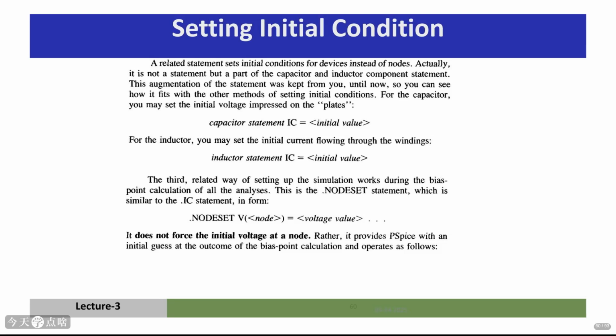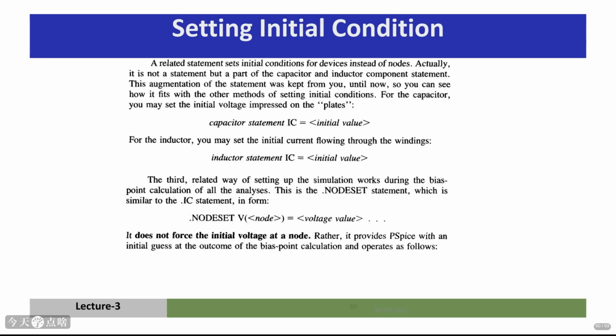Besides setting node voltages, you can also set initial conditions directly on components. For capacitors, you add IC equals initial value to the capacitor statement. For inductors, you add IC equals initial value. This sets the initial voltage across the capacitor, or the initial current through the inductor.